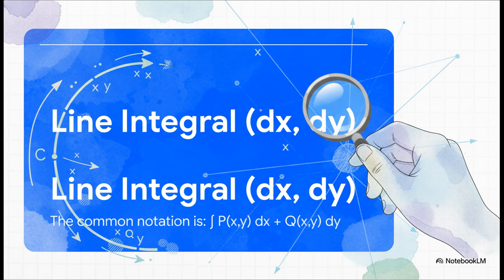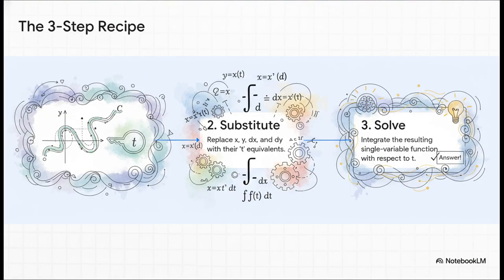The challenge is pretty obvious, right? You've got x's, y's, dx's, and dy's all mixed together. How do you solve something with so many moving parts? The trick is to translate all of it into one single common language. And here it is, our 3-step recipe. It's always these 3 steps.